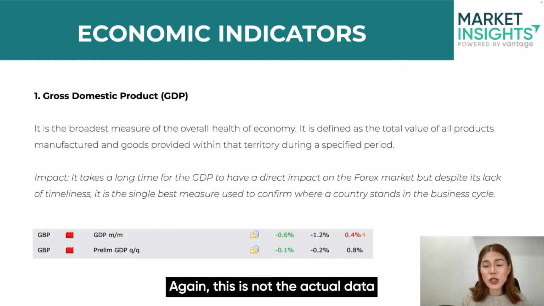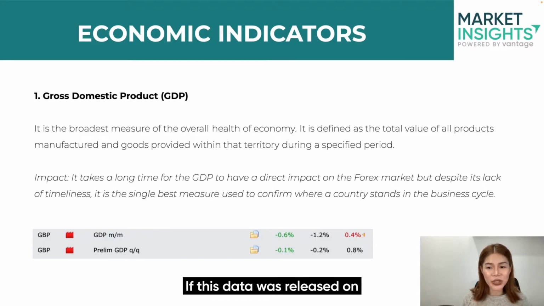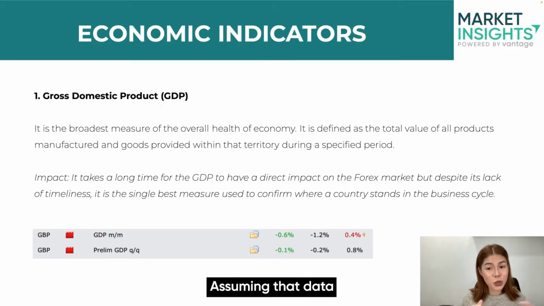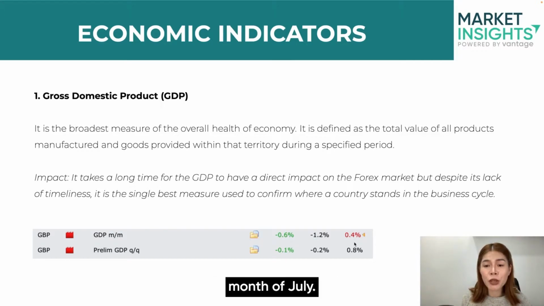Again, this is not the actual data for September. I'm just assuming the data was released on September, this is referring to the GDP last August. And 0.4% over here is showing you the GDP for the month of July.